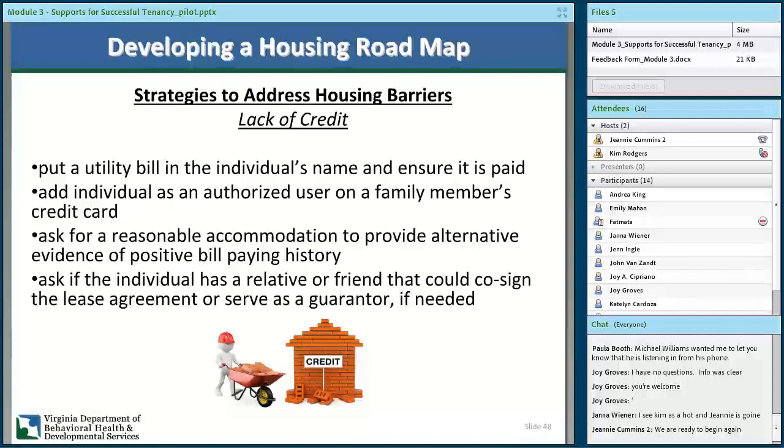And the housing guide can ask if the individual has a relative or friend that could co-sign the lease agreement or serve as a guarantor if it's needed. Housing providers generally require co-signers or guarantors to have an excellent credit history and sufficient income to cover their own housing costs plus the housing costs of the individual.